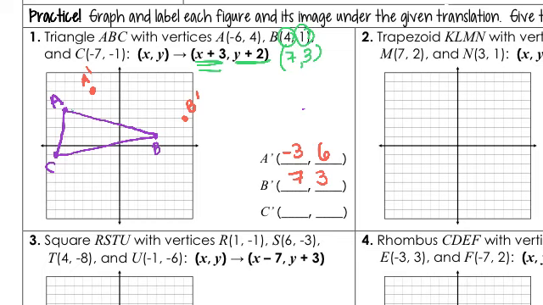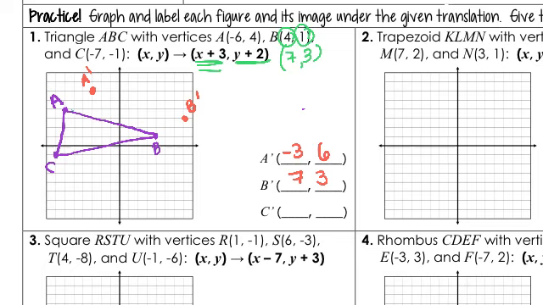And so we're taking the original point, negative 6 comma 4, and we added 3 to the x value. Negative 6 plus 3 was negative 3. And we added 2 to the y value. So 4 plus 2 is 6. And we got this new location of negative 3 comma 6. And we graphed that. And now we took the same rule and applied it to B.